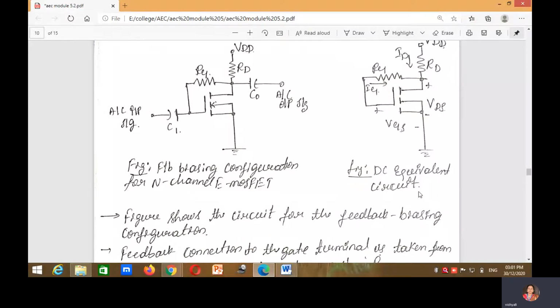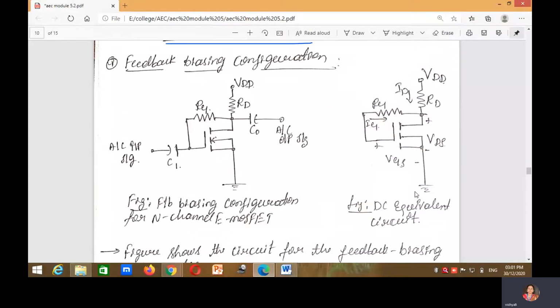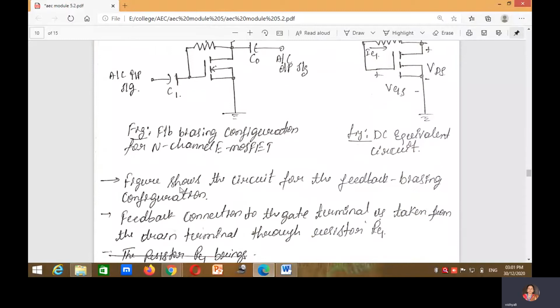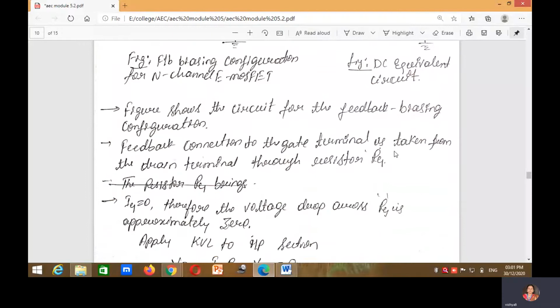DC equivalent circuit. What is the difference between the DC equivalent circuit and the normal configuration circuit? In the DC equivalent circuit we don't consider the capacitors, because they become open circuit. This figure shows the circuit for the feedback biasing configuration.